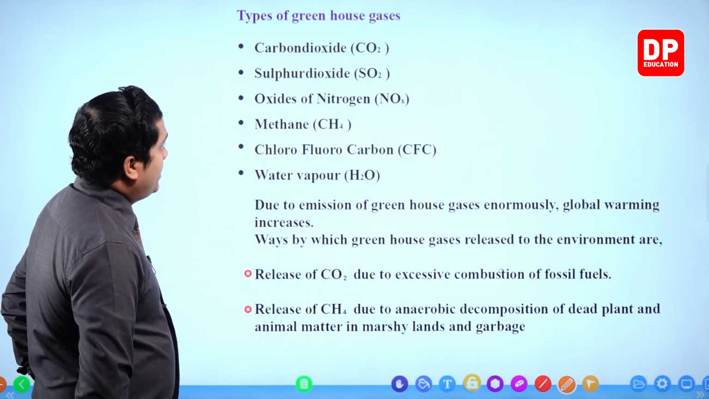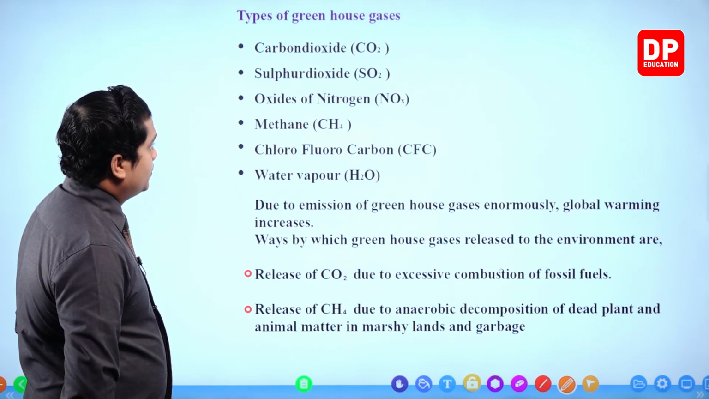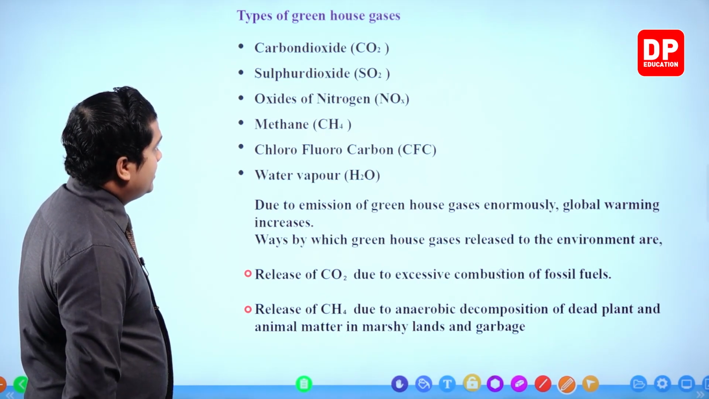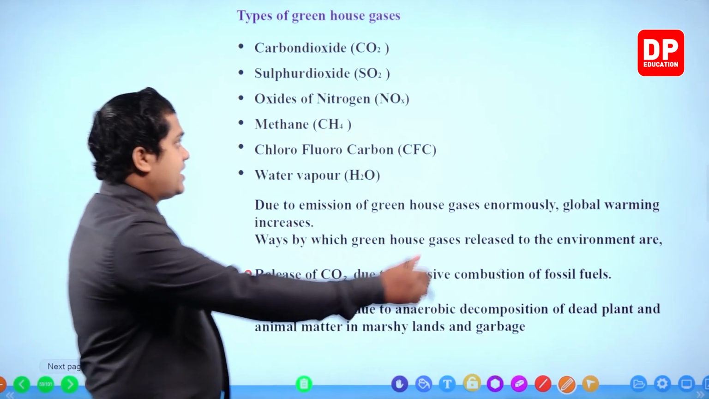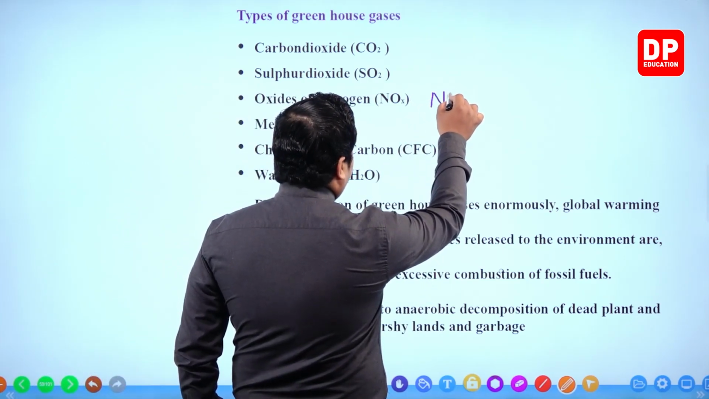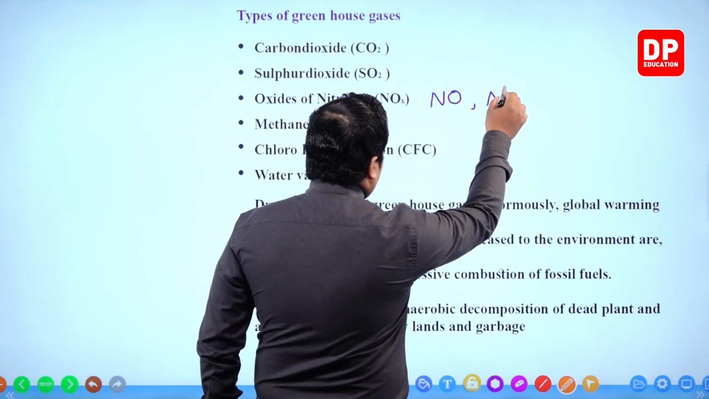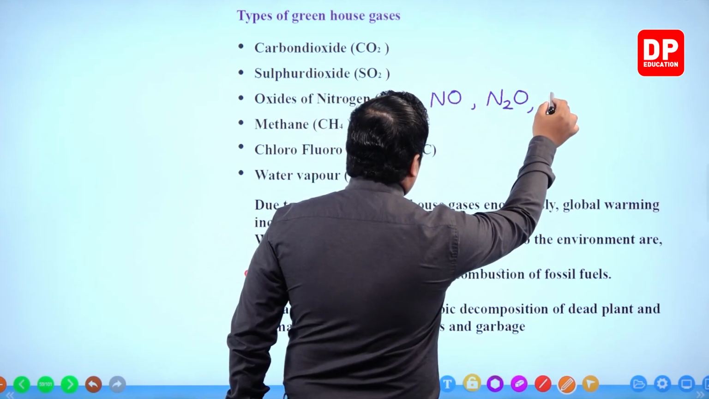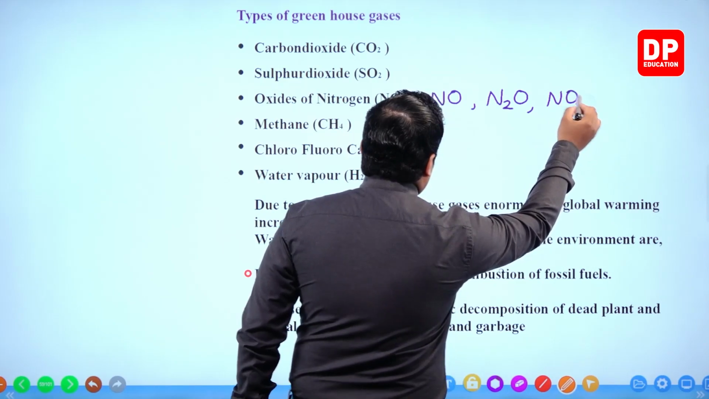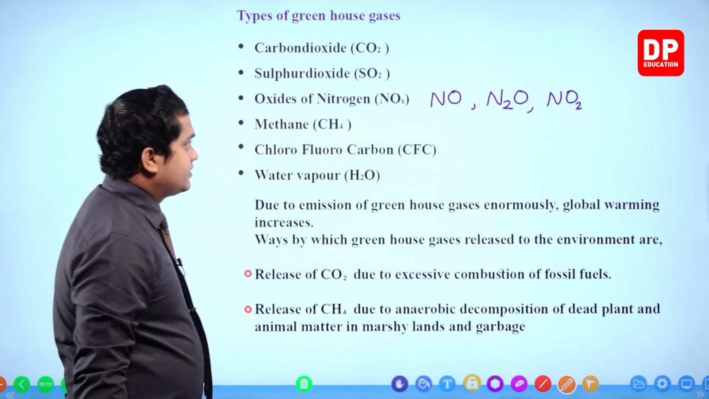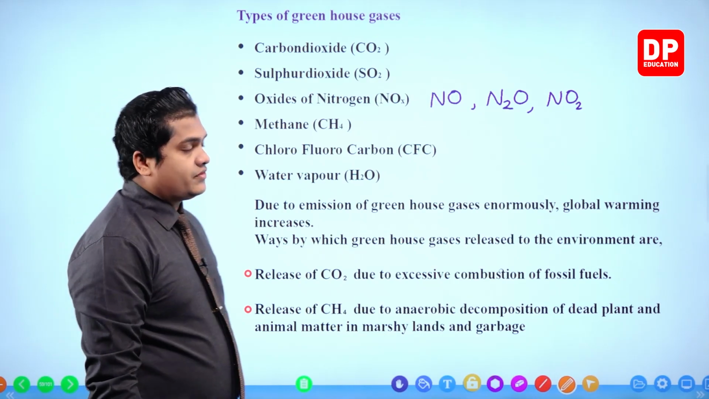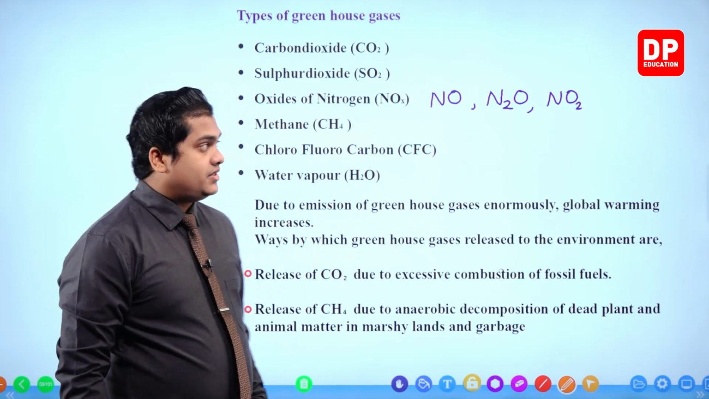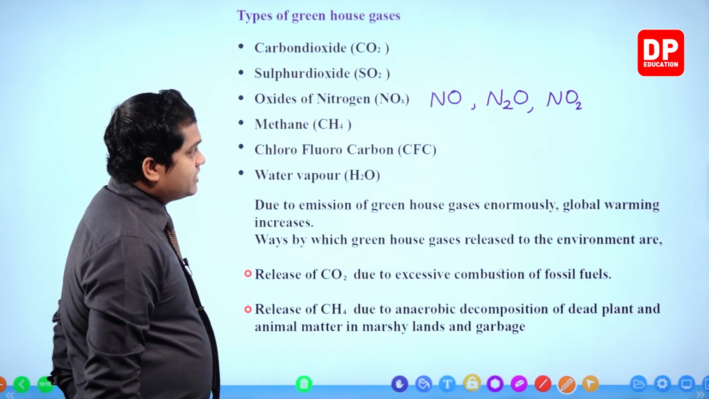First one, carbon dioxide, CO2, sulfur dioxide, SO2, oxides of nitrogen, that means nitrous oxide, NO, N2O, NO2, right? Different kinds of oxides of nitrogen can be considered as greenhouse gases.